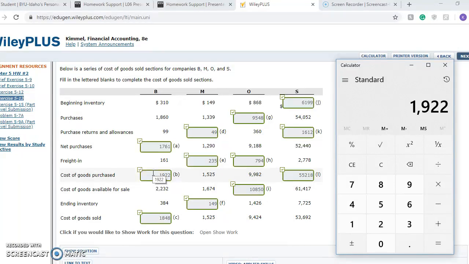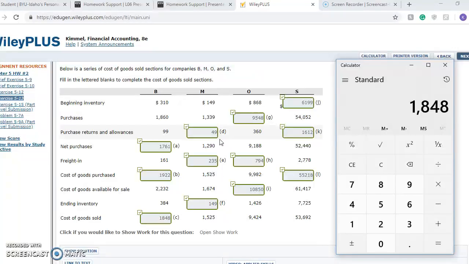That's our cost of goods purchased. And then the last one in this column is the cost of goods sold, which is going to be the difference of our cost of goods available for sale less our ending inventory. So, back to our calculator, we've got 2,232. Subtracting 384 will give us 1,848. Interesting to note, all of these different answers link together and work together, and we'll see what I mean in the following problem.